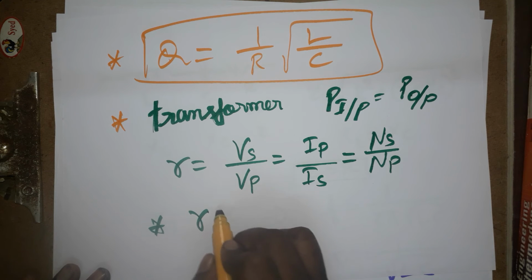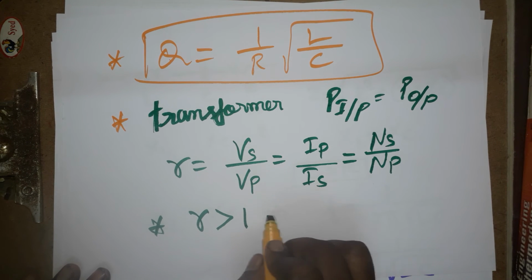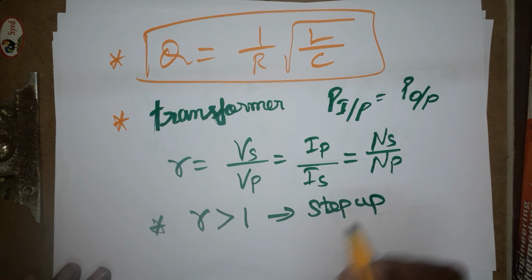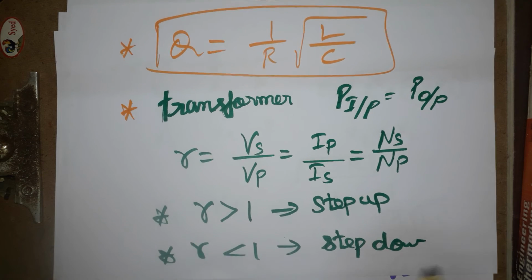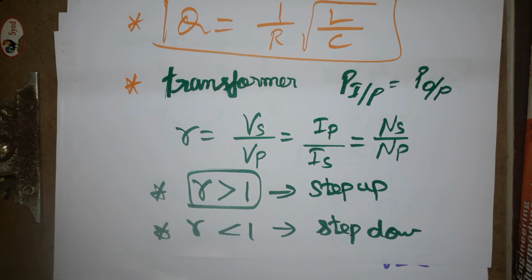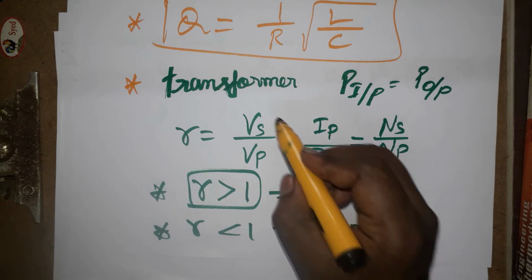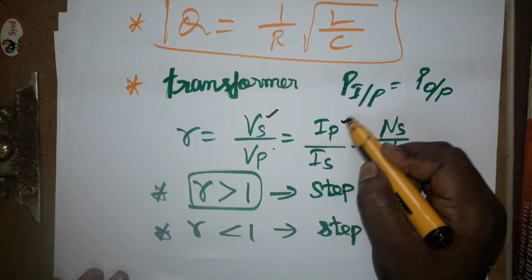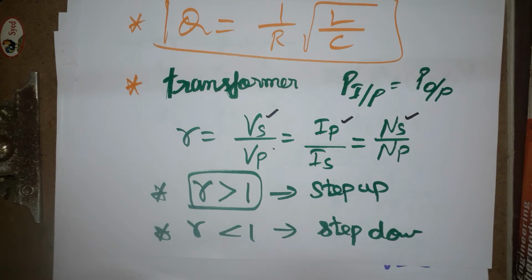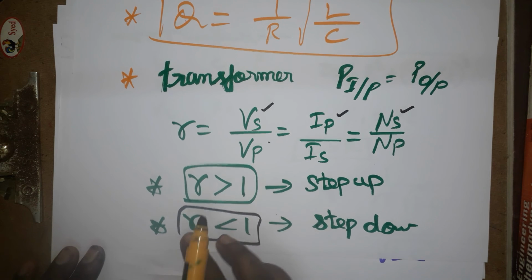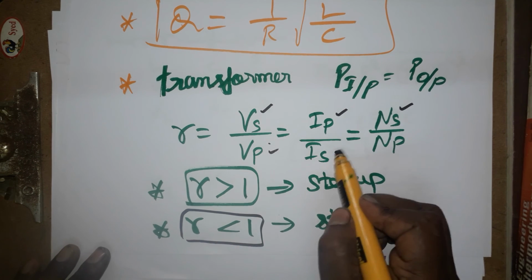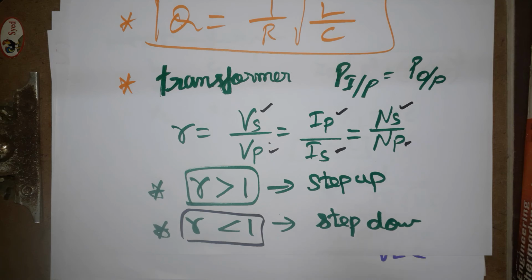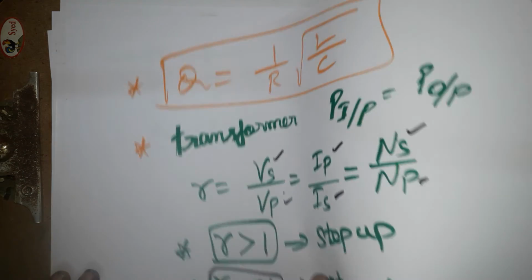Okay. There are two types of transformer. When the ratio is greater than 1, it's a step up. When the ratio is less than 1, it's a step down. When it is step up, all numerators are greater than the denominators: voltage in secondary is greater than primary, current in primary is greater than secondary, number of turns in secondary is greater than primary. In case the ratio is less than 1, the denominator will be greater than the numerator. That's the difference. Accordingly you can give the answer, depending on the kind of question they ask.